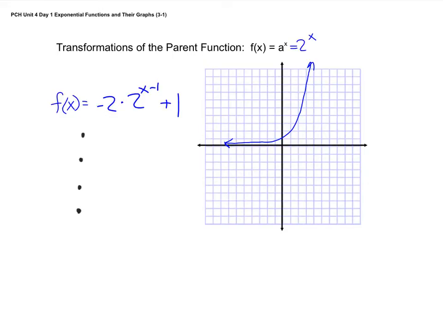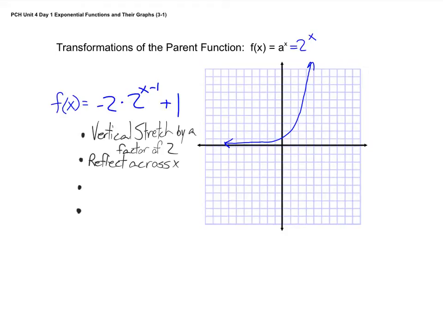So, first of all, what's one of the transformations that we had? Samantha? Vertical stretch by 2. Okay, vertical stretch by a factor of 2, or to twice its height. Okay, what's another one, Ben? Reflection across the x-axis. Okay, reflect across x-axis.